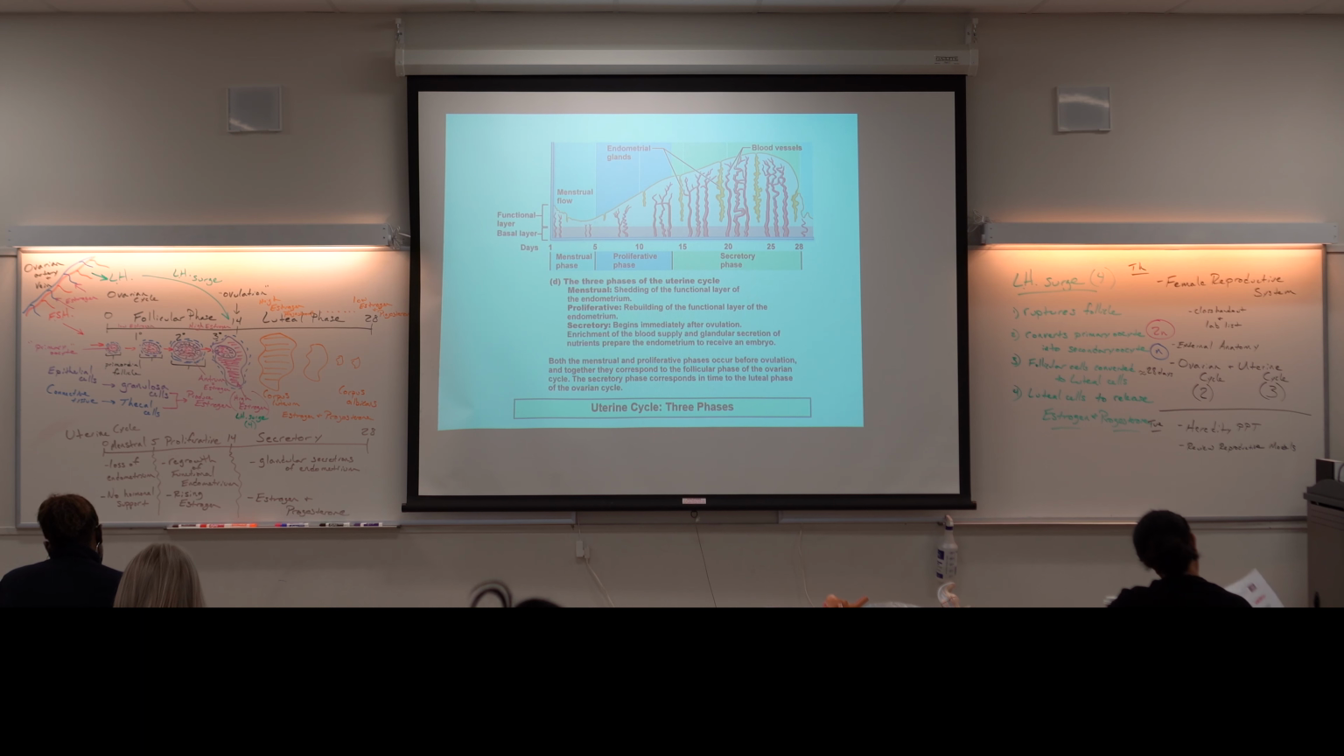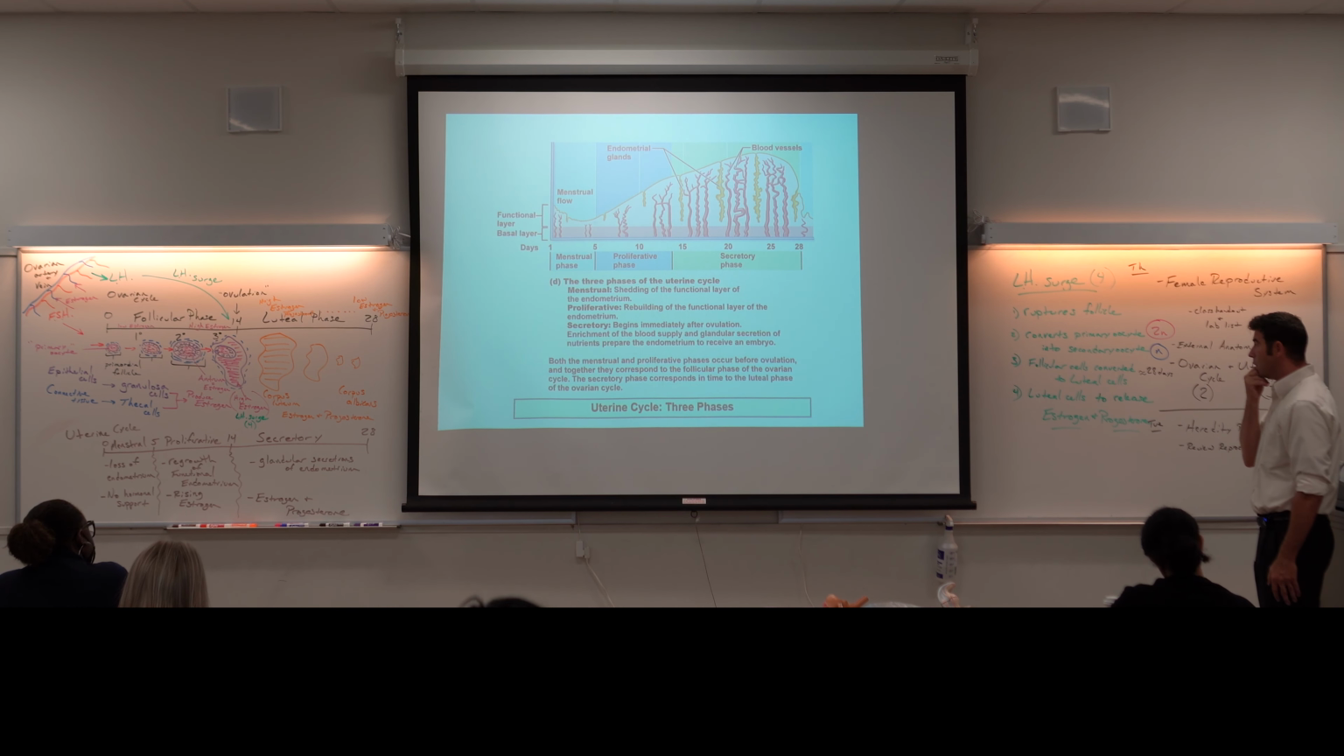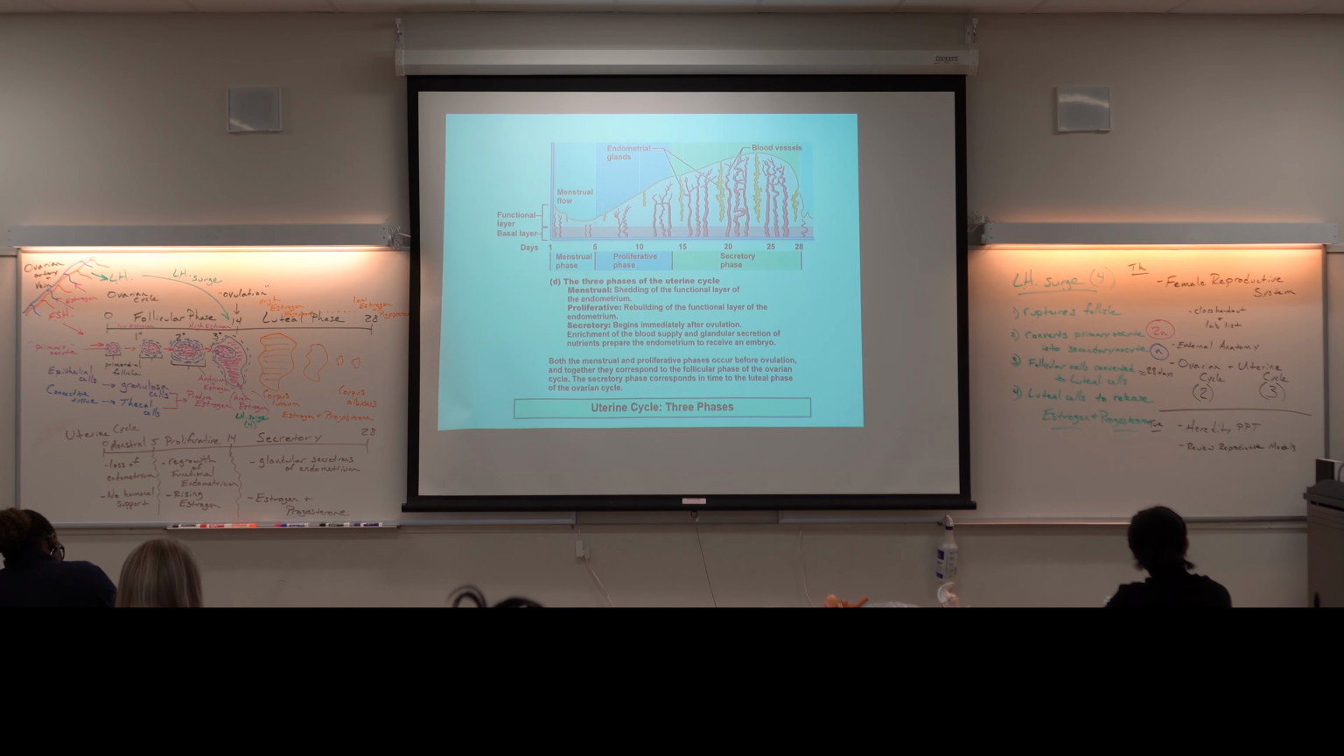Those are the three phases of the uterine cycle, and you can see how that overlaps with what's going on in the ovary. So that is the end of our female reproductive PowerPoint.